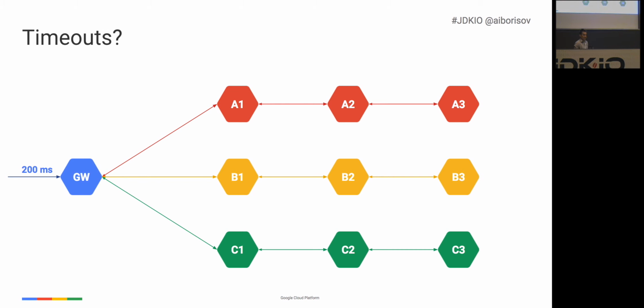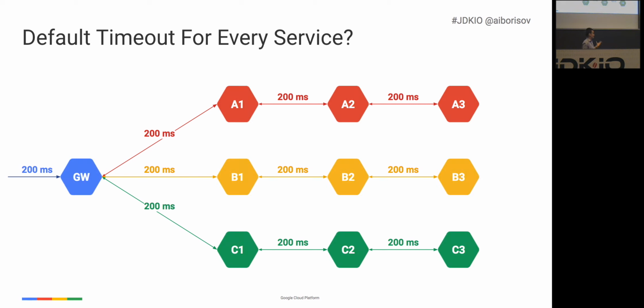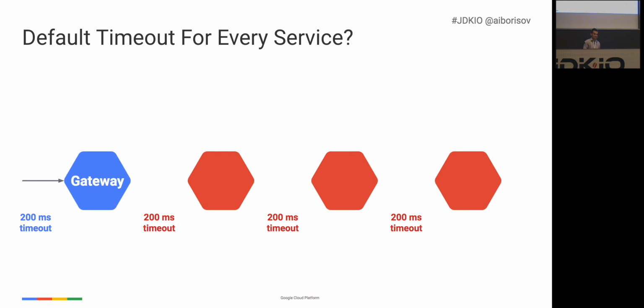Let's say our client calls the gateway service, which is blue on the slide, with a timeout of 200 milliseconds. And the blue service makes 3 network calls, and these services call other services and more services down the stack. What timeout should we use for these calls? The simplest way is just to apply the default timeout for all network calls.